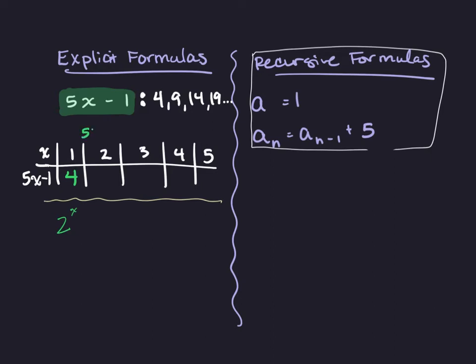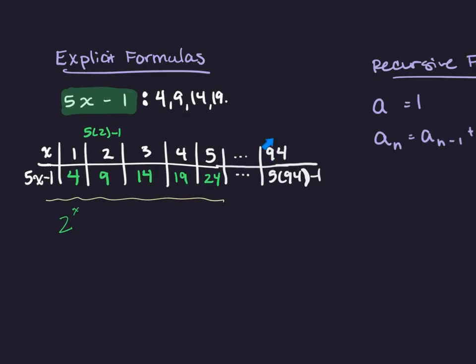Here, I could get 5 times 2 minus 1. 5 times 2 is 10, minus 1 is 9, so my number here would be 9. Over here, we'd have 5 times 3, which is 15, minus 1, and that is 14, and then so on and so on. And what's nice about these explicit formulas is if all of a sudden I said, what's the 94th term? Then you can just plug 5 times 94 minus 1, and you would get that the answer is 469. Okay.